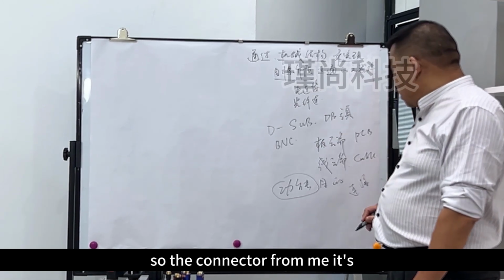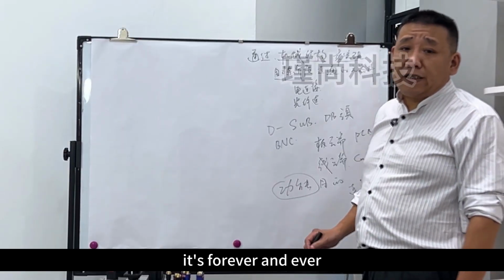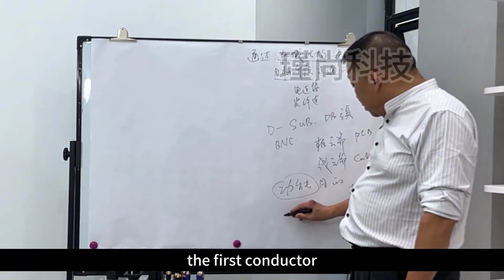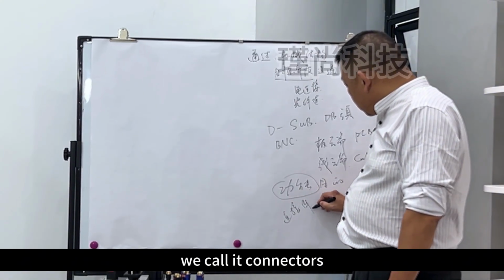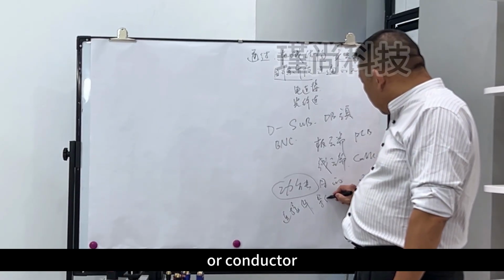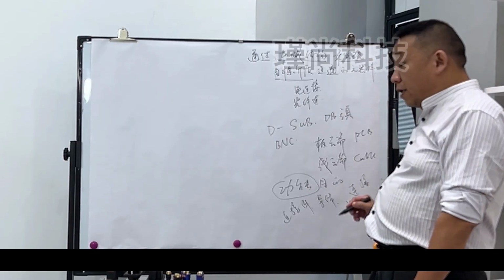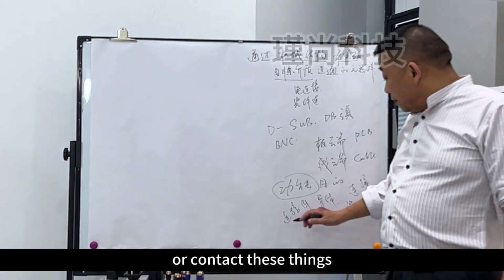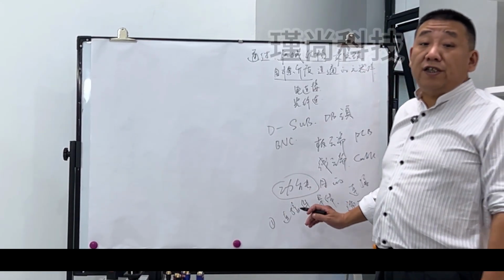So the connector, from its structure, has only a few main structures. The first is the conductor. To achieve the purpose of connection, we call it connectors or conductor. There are also some called terminals. The English name is terminal or contact. That's the most critical part of it.